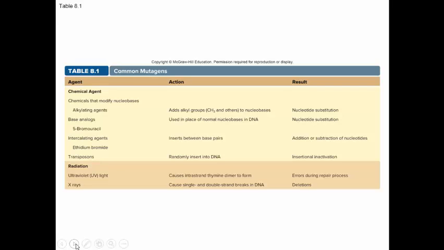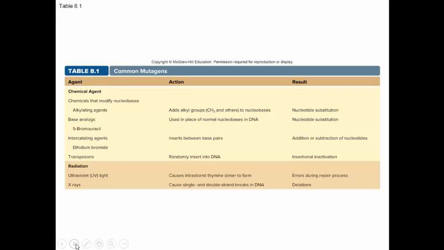Okay. Now, since the natural rate of mutations is low, the other way to study mutations is basically to create them by inducing them with various agents. A mutagen is a substance that produces mutations in DNA. Now, you're going to see this in table 8.1, a variety of them, chemical and radiation. And you see some of the actions and some of the results. Keep in mind that you don't have to memorize everything, but you do have to start getting familiarized with some of these.